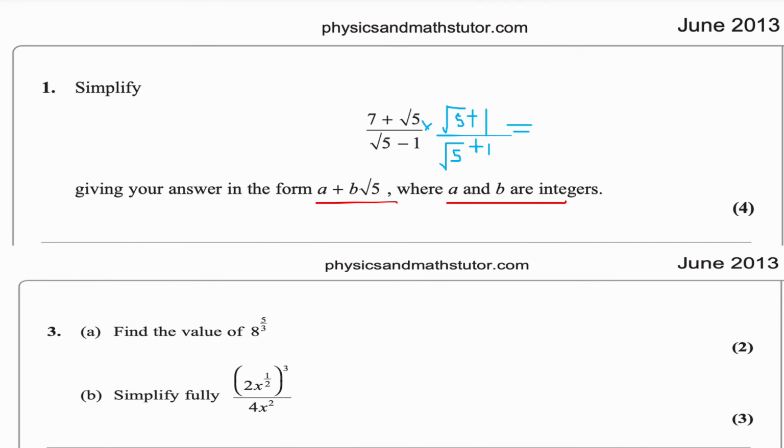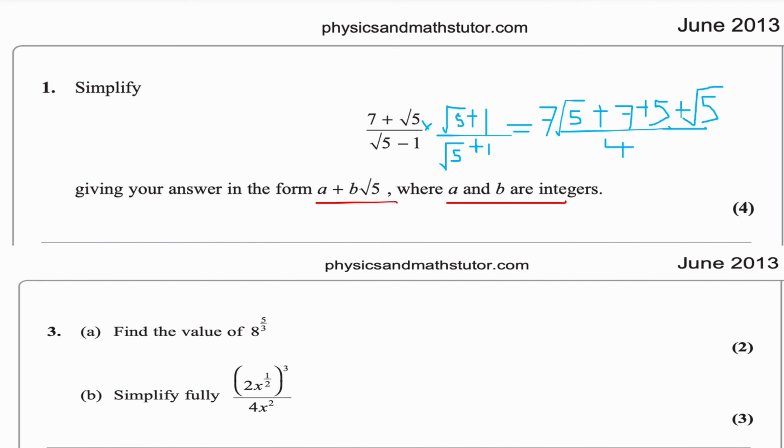So on the denominator, I'm going to have 5 take away 1, which is going to be 4. So everything's going to be all over 4. I'm going to have 7 lots of root 5, plus 7 lots of 1 is going to be 7. Root 5 times root 5 is going to be equal to 5. And then root 5 times positive 1 is going to be plus 1 root 5, or root 5.